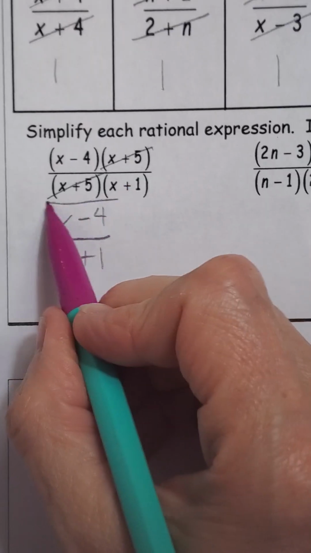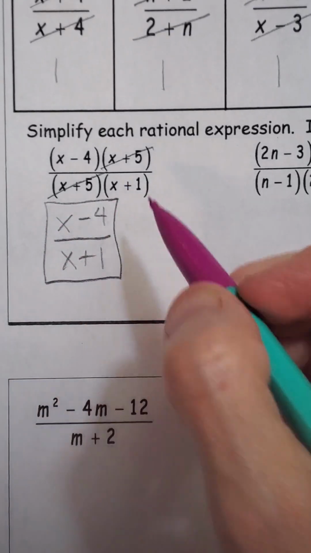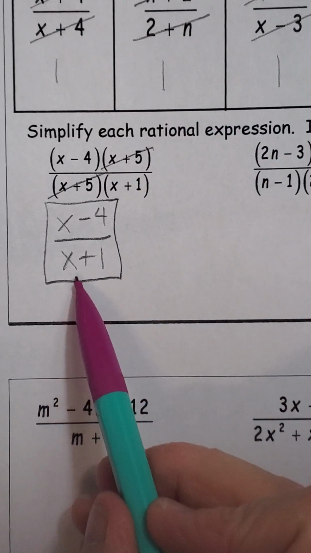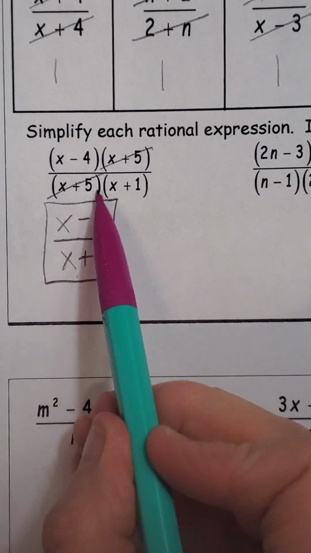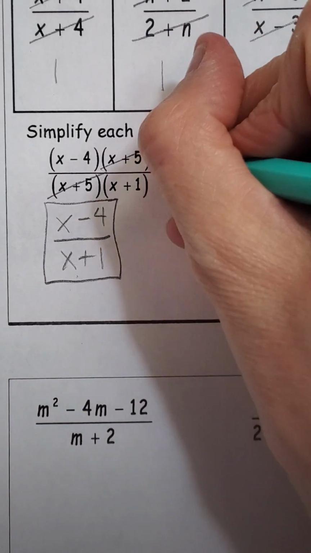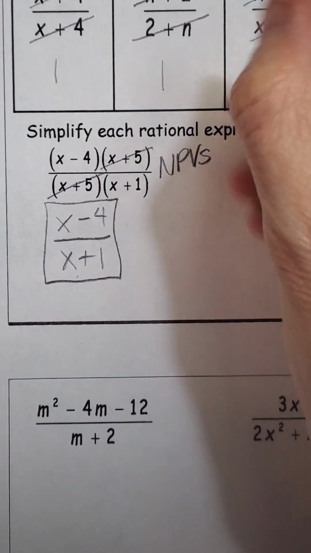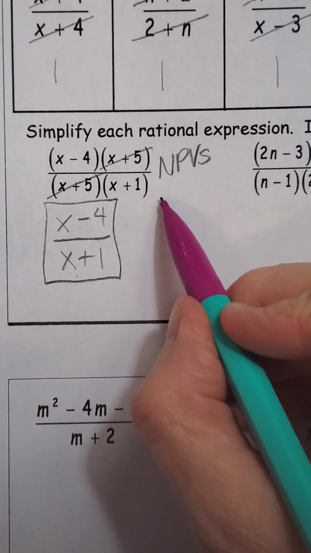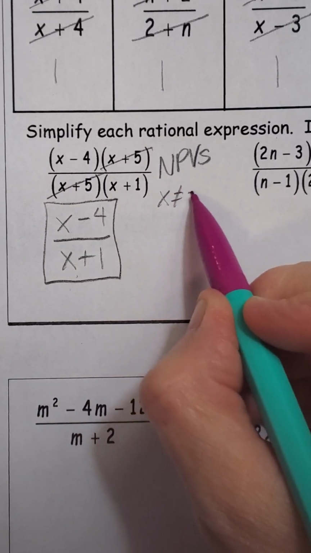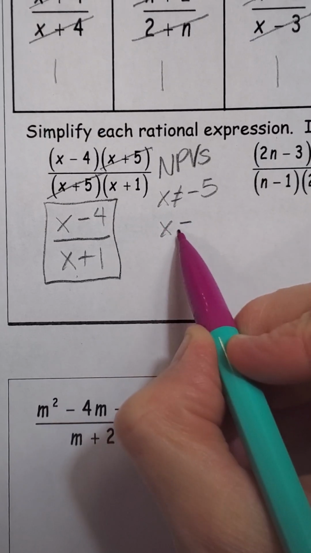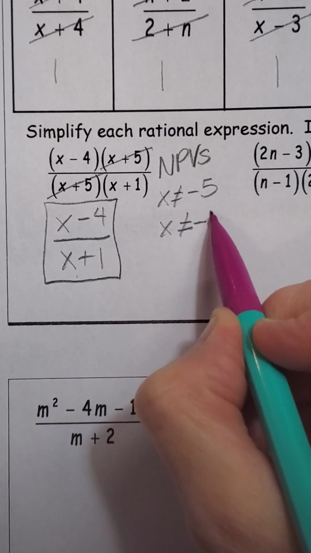Now you might be saying, but you said state the NPVs first, and I didn't do that, did I? Well, here's why. Here's our final answer. But we also have to make sure to take this into consideration as well, right? So NPVs: x, now here's where you don't have to write it out anymore. So what can't x be? x can't be negative 5, and x can't be negative 1.